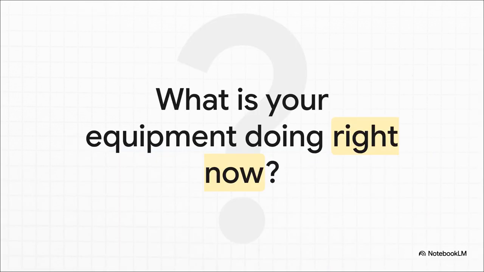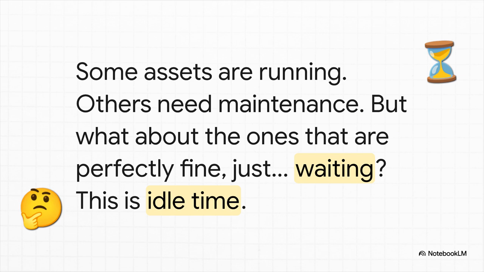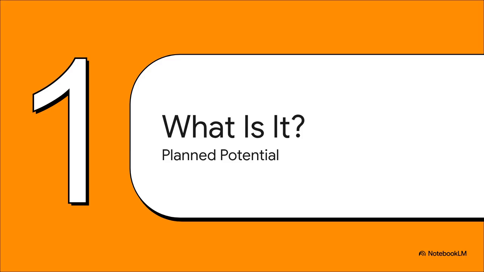So let's start right here, right now. Just picture your company's most critical equipment. Maybe it's a manufacturing line, a fleet of trucks, whatever. At this very second, what are they really doing? Okay, some are running, obviously. Some are probably down for maintenance. That's easy to track. But what about that third group? The assets that are perfectly fine, they're ready to go, but they're just sitting there, waiting. This planned idle time is a huge blind spot, and it's exactly what utilization time is built to shine a light on.